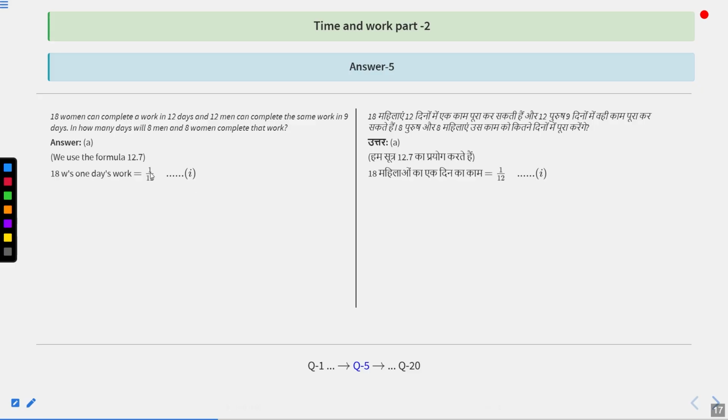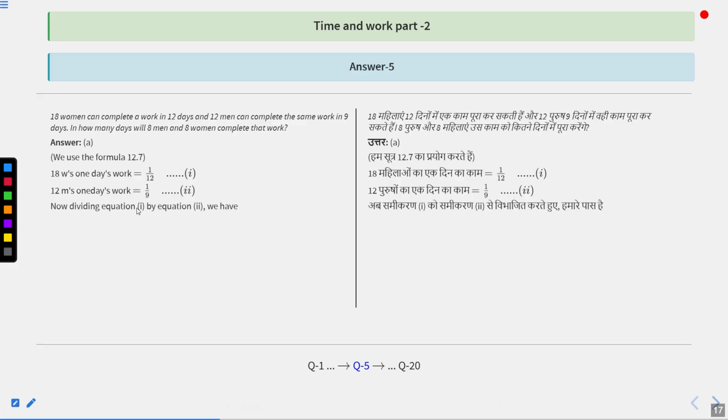18 women's 1 day work will become 1 by 12. Clear? 12 men's 1 day work becomes 1 by 9, because it is given in the question that 18 women complete a work in 12 days. Clear? So now dividing equation 1 by equation 2, we get 18 women upon 12 men equals 1 by 12 multiplying by 9 by 1. So we get 9 by 12. Clear? So when we calculate it, we get 2 women equals 1 man.